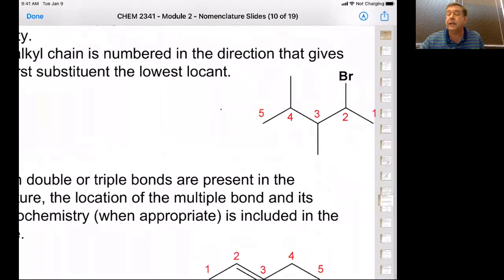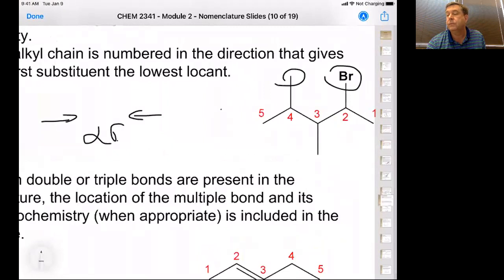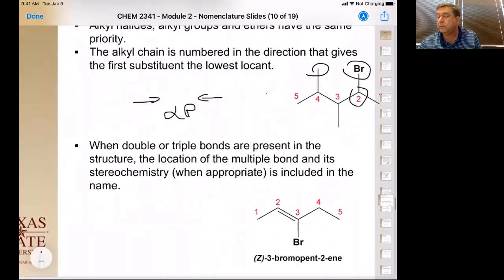In this case here, if we number from either side of this chain, we're going to get a substituent at 2 and a substituent at 2, then we have to use alphabetical order, which means the bromine is going to be lower than the methyl group here. So lowest substituent, if they're the same from both sides, we go in alphabetical order. Okay, so that makes this 2-bromo-3,4-dimethylpentane.